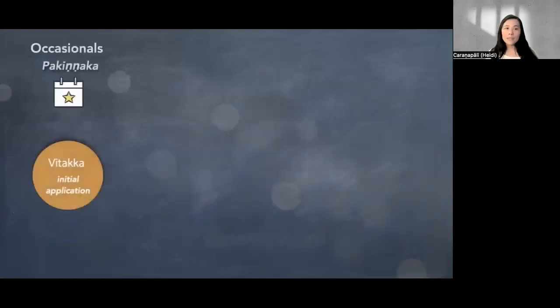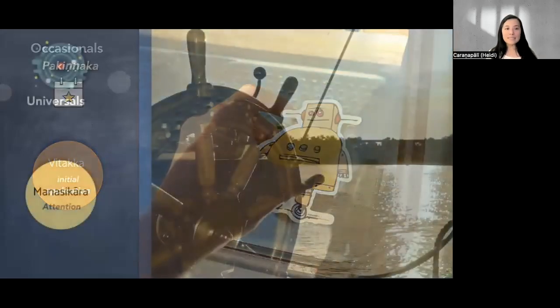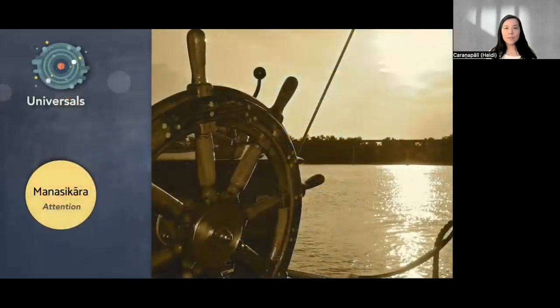Okay, so Vitakka is like the application. Initial application is like putting the mind onto the object. I imagine it like a sticker, so you really stick the mind to the object itself. Okay, so last week, Edith also said that it is a little bit confusing with Manasikara, right? Manasikara is a little bit different from Vitakka, because Manasikara is like the turning, like it tells everyone we're going there. It's like the rudder of the ship. We're saying that we're going towards there. So it's pointing the direction. It's showing everyone's attention to the object.